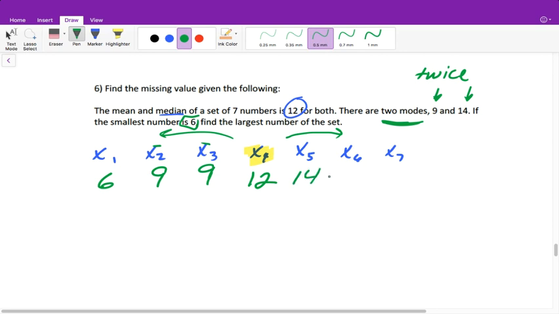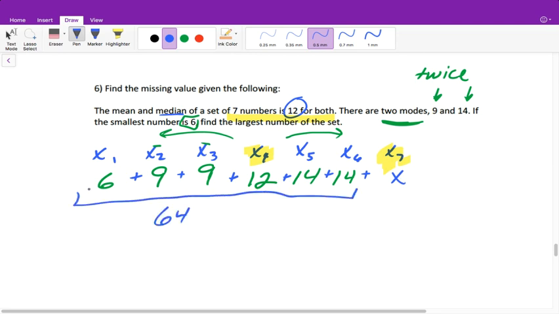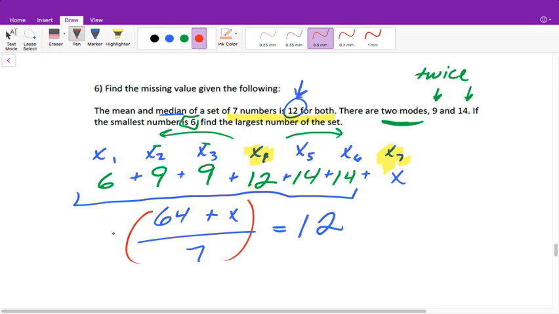So 14 and 14 can get written next to here, and that leaves us with one unknown number, which is what we're trying to solve for, the largest number of the set. So to find the average, we need to add all of these numbers together, plus our unknown number. That will then give me 64, all of these numbers added together, plus the missing number x. And if we divide it by the total numbers we have, 7, that gives me my average, which they tell me is 12. So then to solve for this, I would multiply each side by 7.